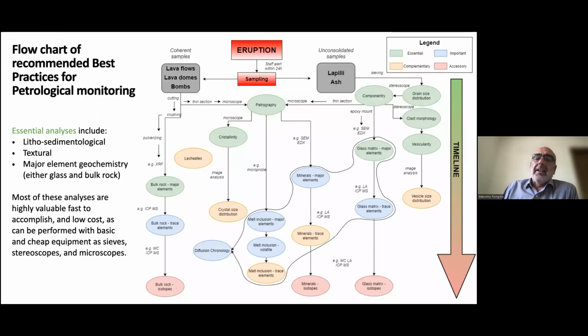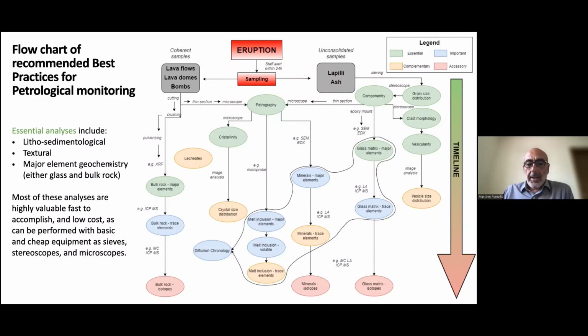We also propose here, on the basis of this, a sort of flow chart of what should be done during an eruption for petrological monitoring. You have the eruption, the sampling, if you have a coherent sample, lava dome, lava bombs, or unconsolidated sample of lapilli, ash, and all the things, you can follow what you want here. The colors are the same, so we consider as essential all the lithosedimentological, textural, major element geochemistry, and so on.